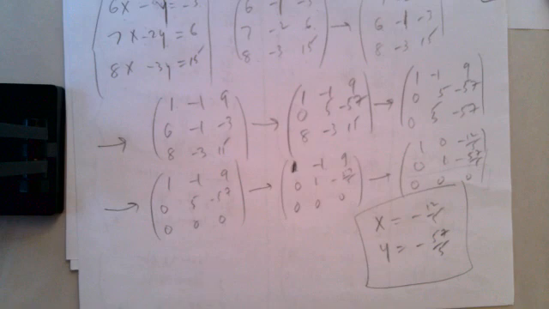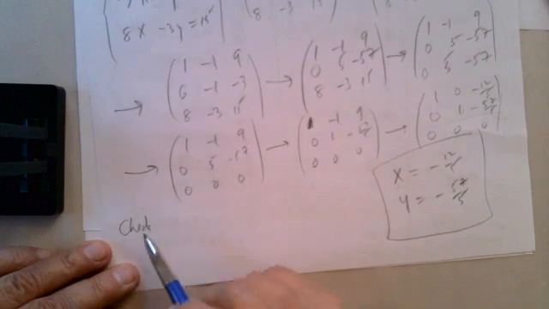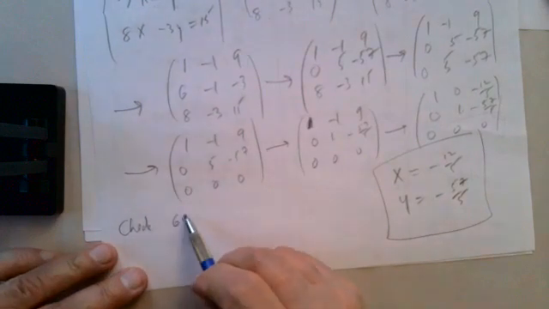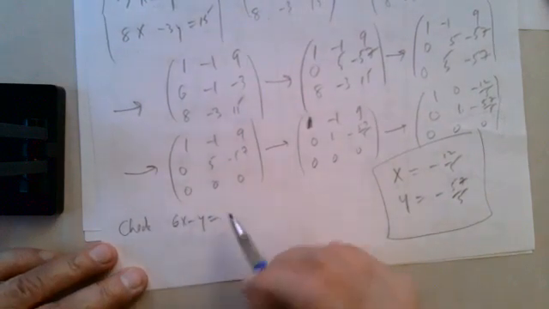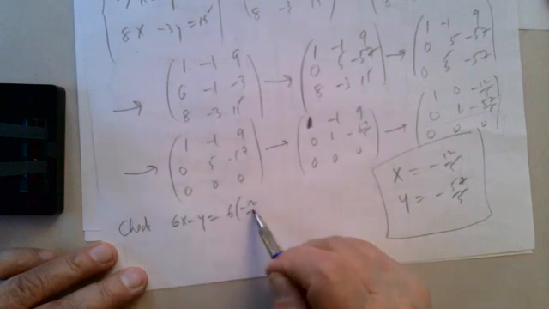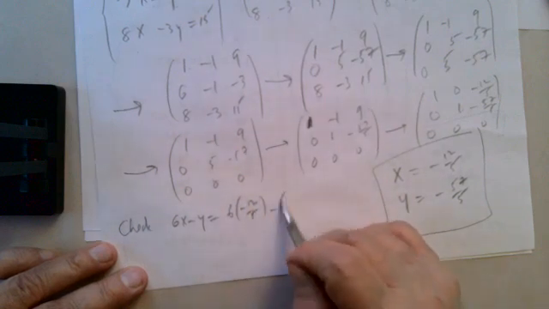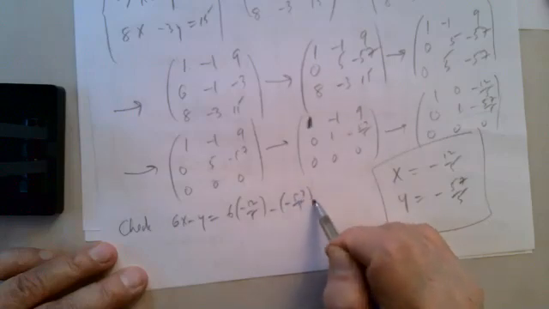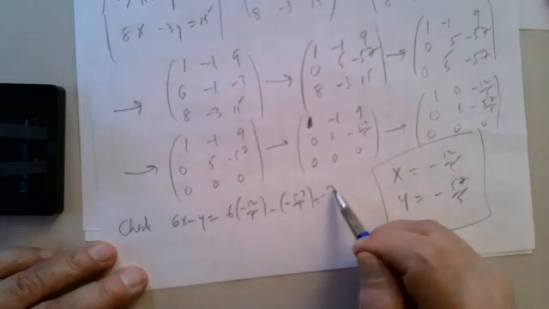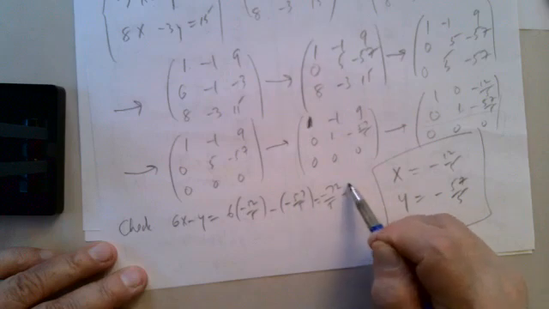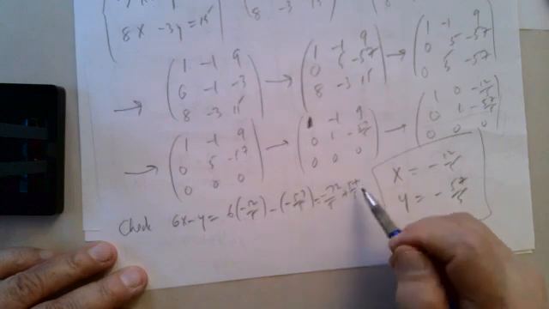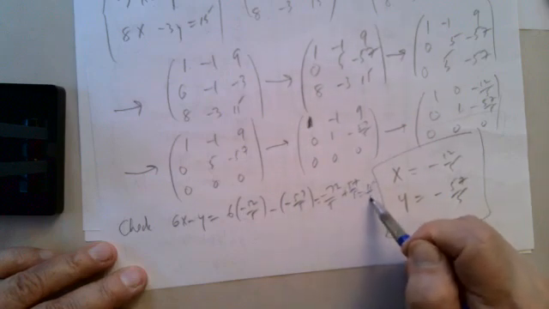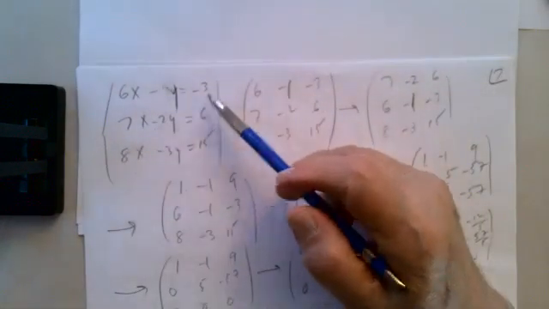We solved the equations. Maybe we should check. The first equation, 6x minus y, that's 6 times minus 12 over 5 minus minus 57 over 5. That's minus 72 over 5 plus 57 over 5. That's minus 15 over 5, or minus 3. That was the first equation, minus 3.